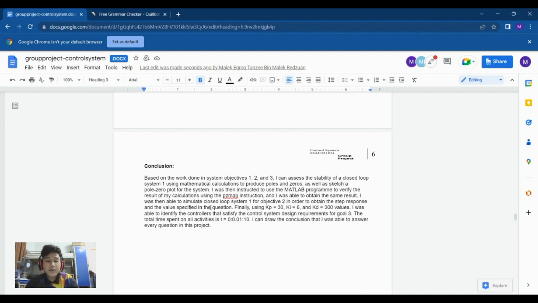I was then able to simulate closed loop system 1 for Objective 2 in order to obtain the step response and the value specified in the question. Finally, using Kp equal to 13, Ki equal to 6, and Kd equal to 300, I was able to identify the controllers that satisfy the control system design requirement for Objective 3. The total time spent on all activities is t equal to 0, 0.01, 10. I can draw the conclusion that I was able to answer every question in this project.